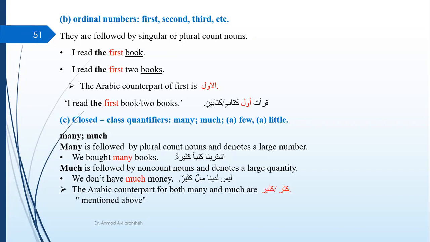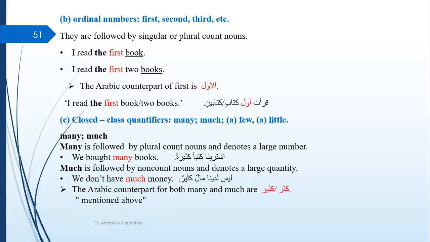So many is followed by plural count nouns and denotes a large number. We bought many books. I sold 3 books. I bought 2 cars. They built 3 houses, 4 houses, or many houses. All right, many. The government builds many houses.